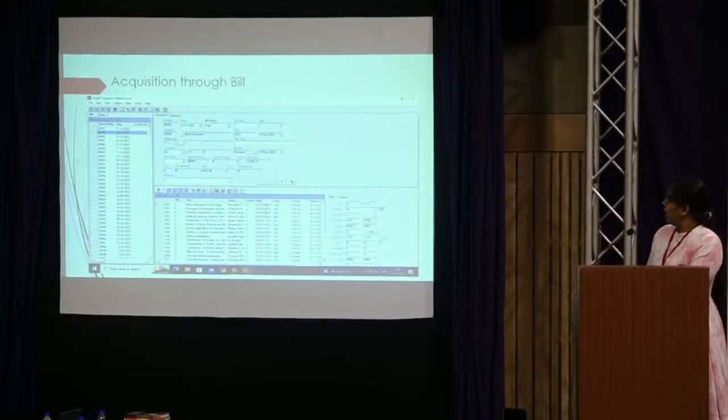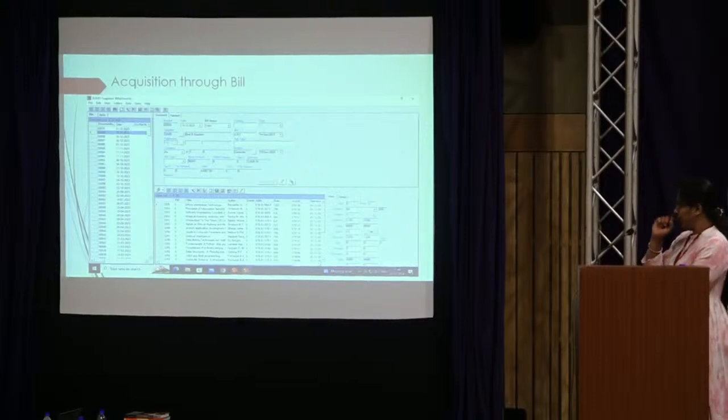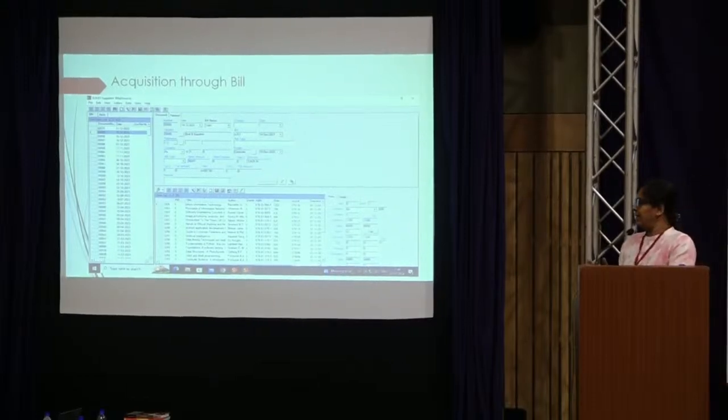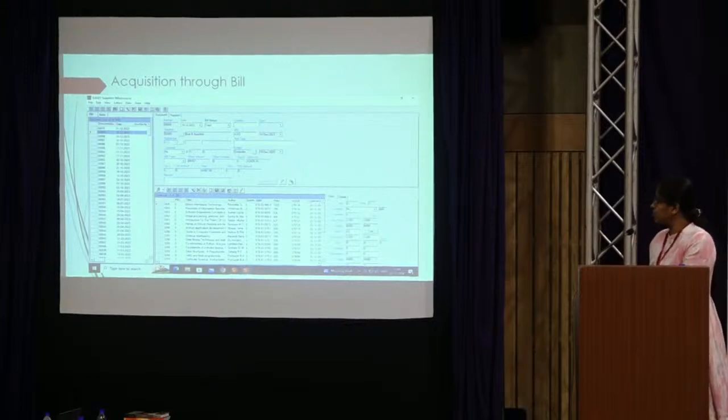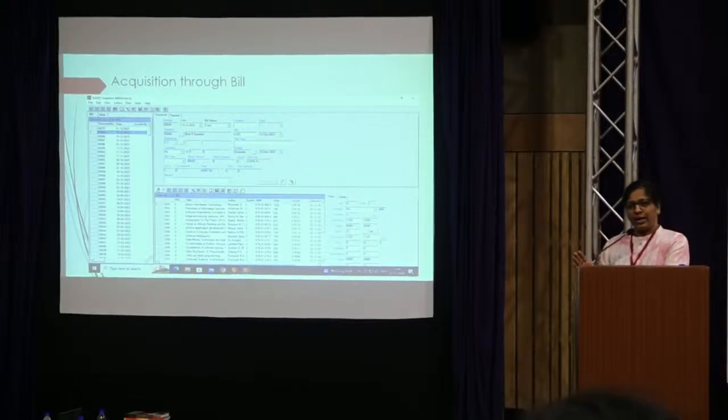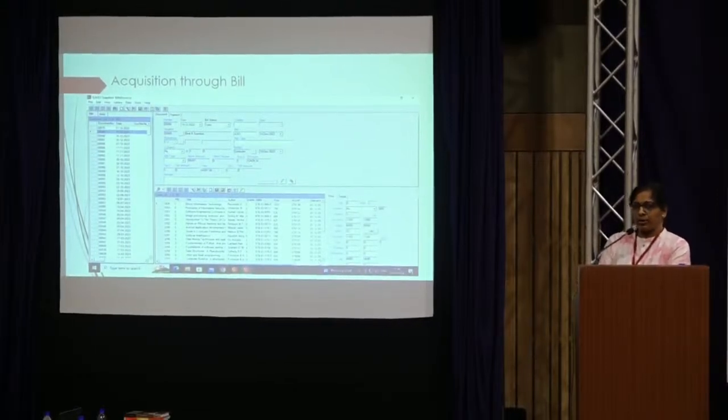Next. Here, acquisition through bill, we have entered the total entry related to books. Earlier we were manually using registers, and we faced a lot of problems in 2006. After that, we entered all the books in 2006. At that time we had about 25,000 books. Now we have a collection of about 80,000 books.